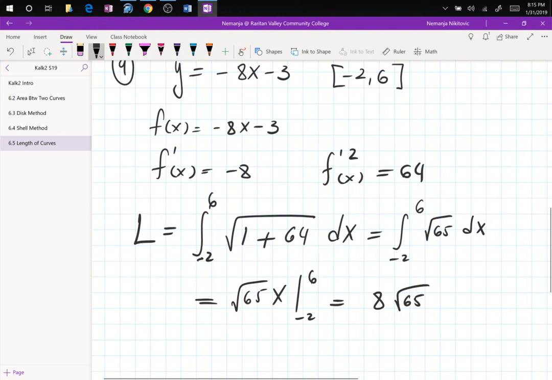We'll do spicier examples next class because we ran out of time. So there will be part 2, the revenge of length of the curves.